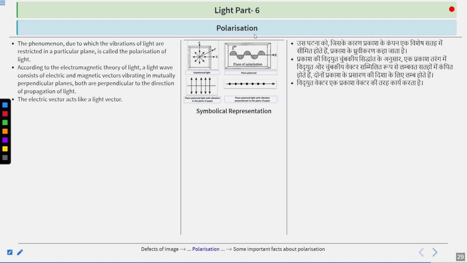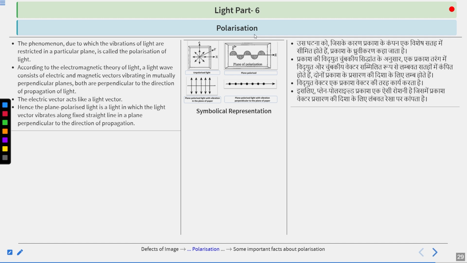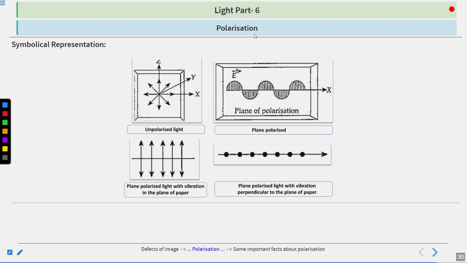The electric vector acts as the light vector. Hence, plane polarized light is light in which the light vector vibrates along a fixed straight line in a plane perpendicular to the direction of propagation. Now here you can see the symbolic representation. This is unpolarized light. This is plane polarized light. This is plane polarized light with vibrations in the plane of the paper. This is plane polarized light with vibrations perpendicular to the plane of the paper.